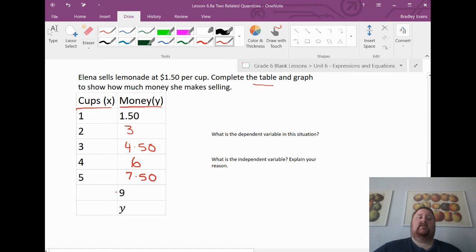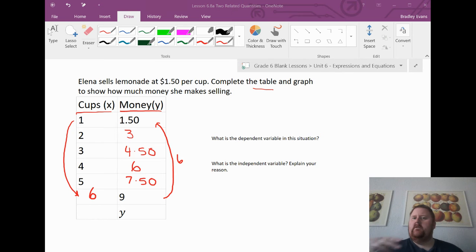So how many cups will she need to sell to make $9? So let's go backwards down here to 1, to our unit rate. And we're going to do 9 on our calculator. 9 divided by 1.5. Let me get my calculator. And that's going to be 6. And so here, she must have sold 6 cups.